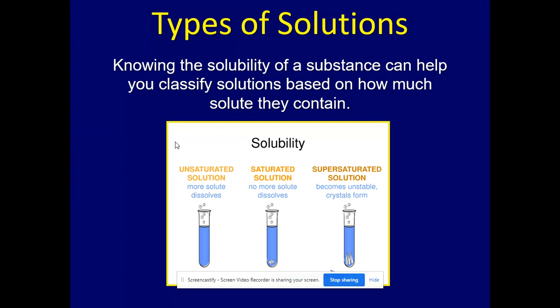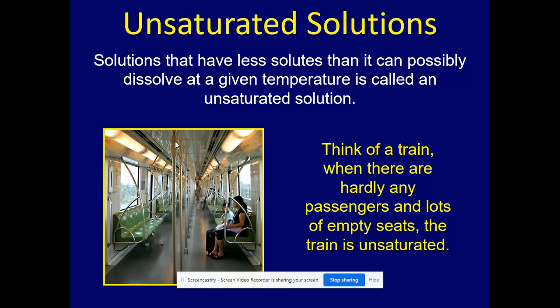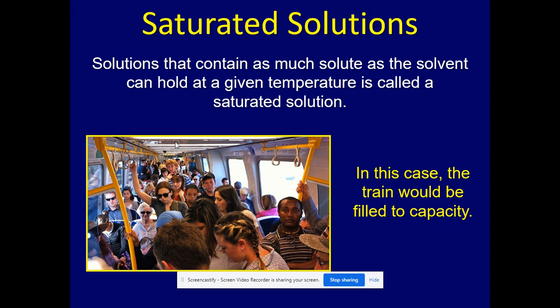So there's three types of solutions: unsaturated, saturated, and supersaturated. An unsaturated solution could hold more solute. It's not that much is dissolved at the current time at that temperature. Think of it like buses or trains: an unsaturated solution is like these people on a train, but a lot more could fit in that train. When the train is completely full and it can't dissolve any more, it's dissolving as much as it possibly could. That's called a saturated solution.